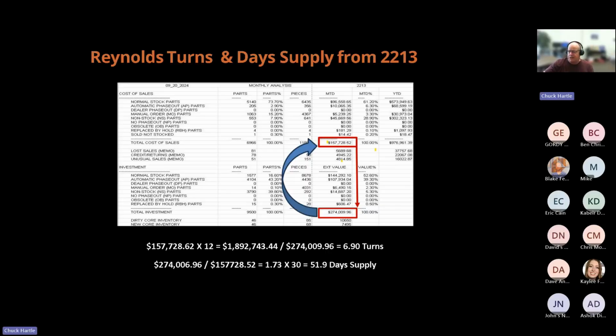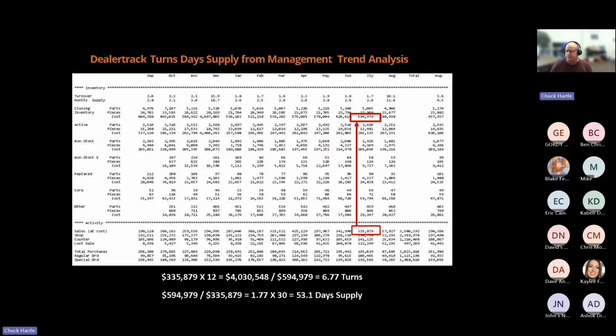So you're basically taking the top number times 12 and dividing it into the bottom number. Then you're taking the top number and dividing it into the bottom number to get your day's supply. Pretty simple. With DealerTrack, it befuddles me where they come up with their calculations, because right up top, they show your month's supply and your turn rate.